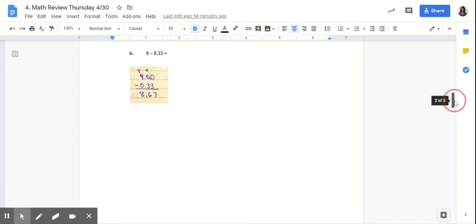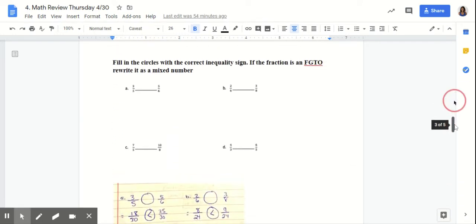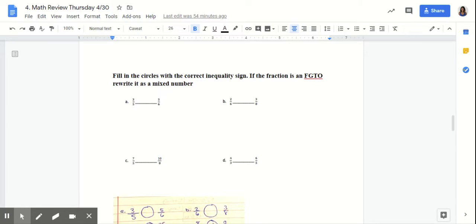All right, let's move right along. For this one, you're supposed to fill in the circles with the correct inequality sign. So of course, inequalities. What are the examples of inequalities? Exactly, the greater than, the less than, or equal to. So if the fraction is in the FGTO, we write it as a mixed number and then do the same steps.